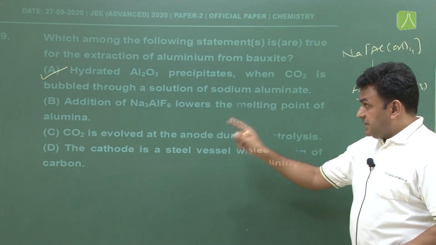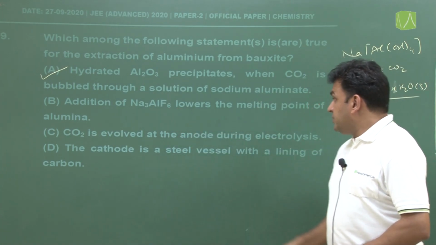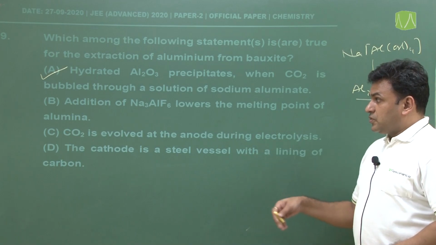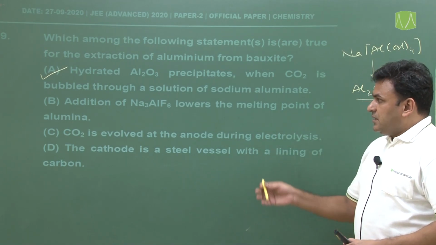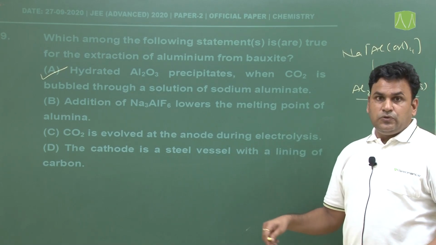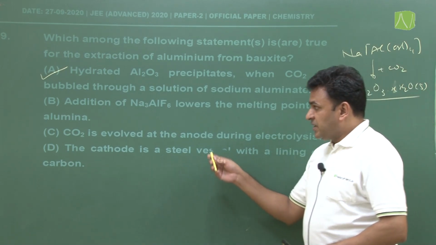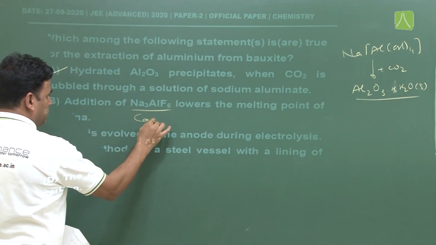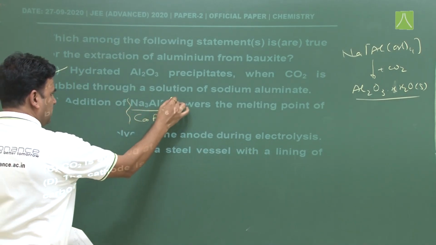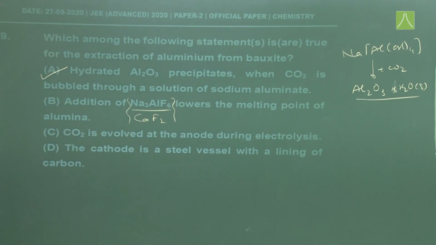Addition of Na3AlF6 lowers the melting point of alumina. So cryolite and fluorspar, these two are added to lower the melting point and to increase the conductivity of alumina. We have studied that cryolite, Na3AlF6, and CaF2 are added for lowering the melting point and increasing the conductivity. So option B is also going to be correct.